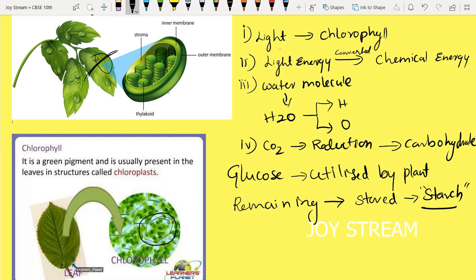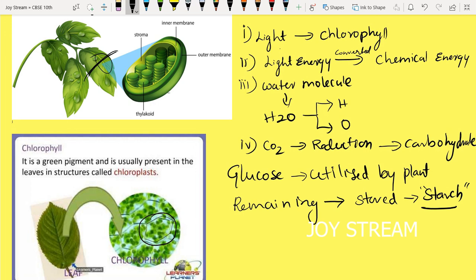The plant utilizes the carbohydrates, the glucose, but the remaining glucose, where does it go? It will be stored in the plant in the form of starch. So, this is the process of photosynthesis. Plants make their own food by the process called photosynthesis. Later after the process, glucose is formed. It is utilized by the plant. Then the remaining glucose is stored in the form of starch.